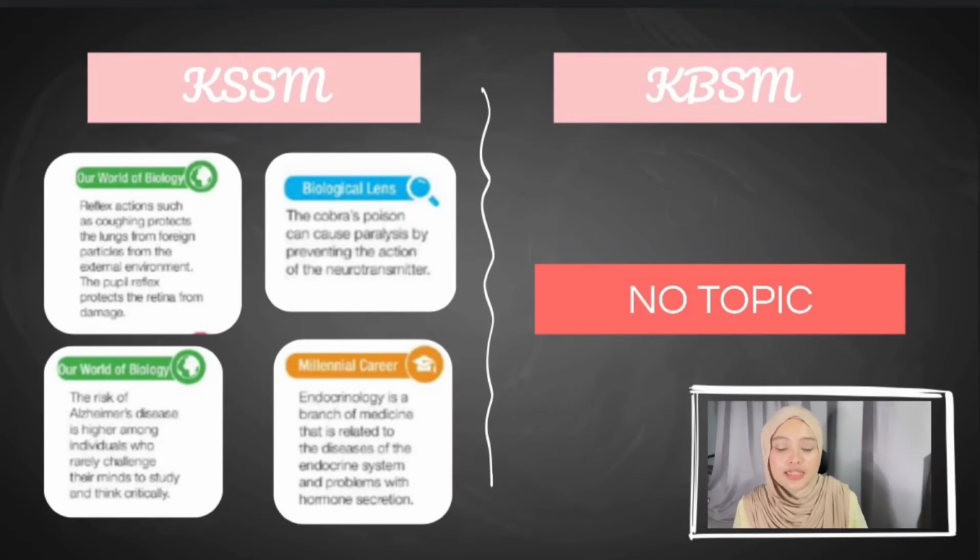As for KSSM textbook, it contains 4 key concepts, whereas 2 of it are Our World of Biology, 1 of it is biological lens and the other one is millennial carrier. As for KBSM, there's no key concept because this topic is not relevant in KBSM textbook.